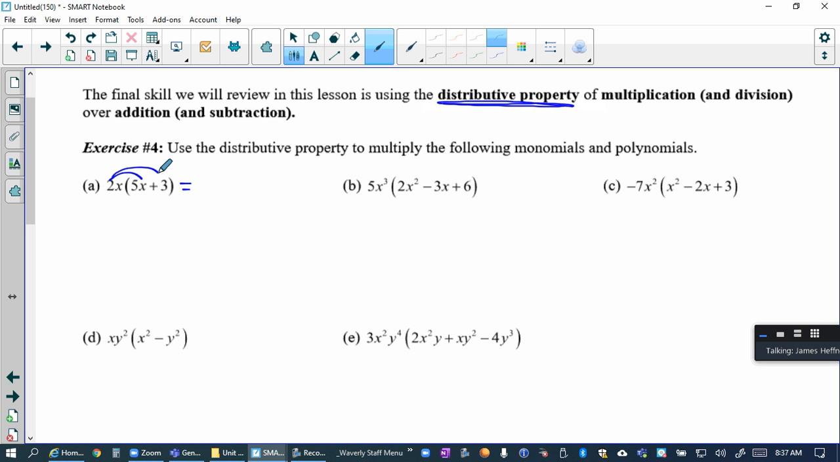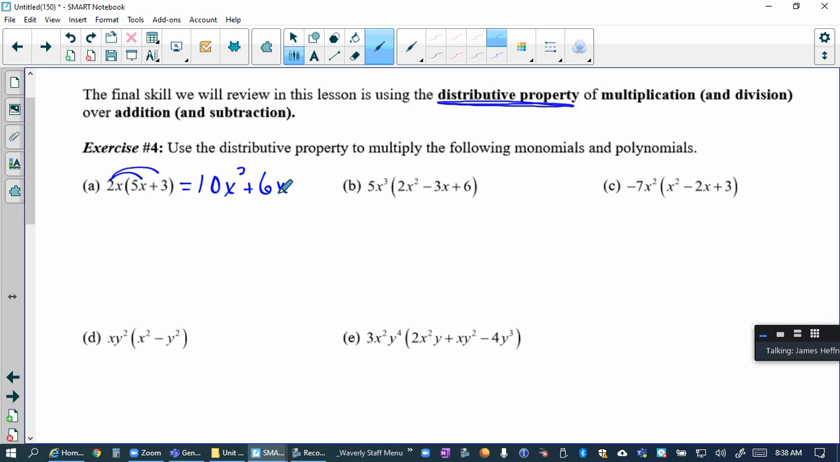What is 2x times 5x? 10x squared plus 6x to the 4th. Can we combine these? Are these like terms? No, they are not. Okay. Let's do the next one.